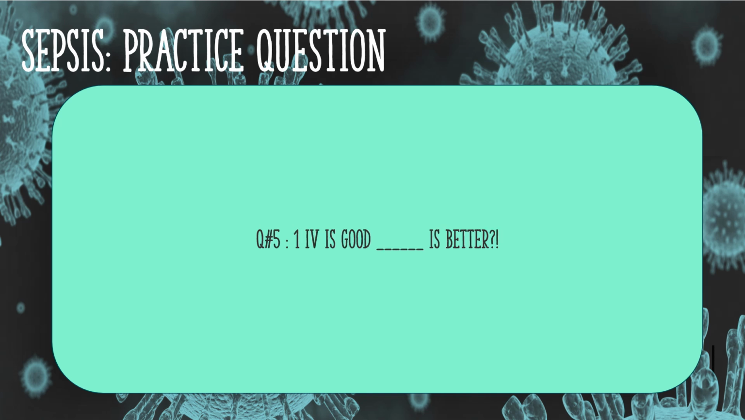Question number 5, one of my favorite questions. 1 IV is good, blank is better. That's right. 1 IV is good, 2 is better. Just because you're going to have to give a lot of different fluids and meds and everything, you really should have 2, especially if you're going to run a vasopressor. A vasopressor should run by itself, and antibiotics, depending on where you work, it might be the protocol that you run them independently. So 1 IV is good, 2 is better.